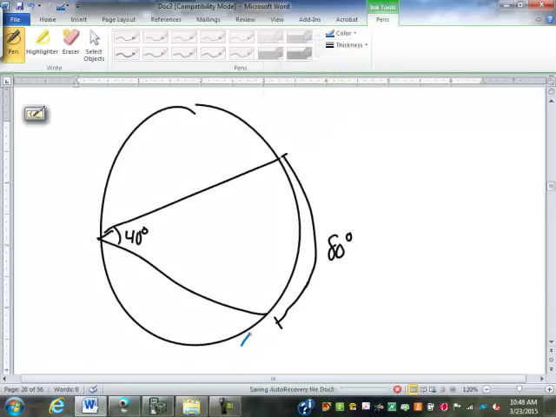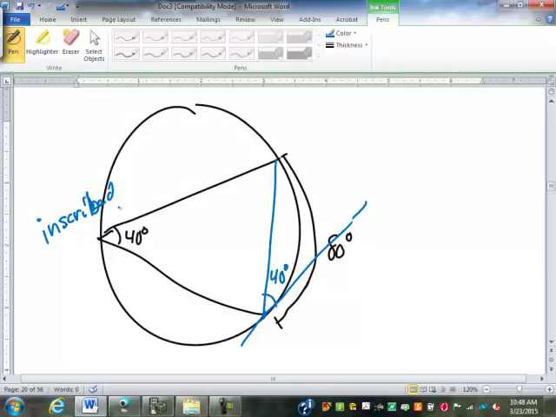Now let's say this is a tangent here. What's this angle going to be? 40. Even though the one side's a tangent, the vertex of the angle is still on the circle. That was what we called an inscribed angle. If the vertex of the angle is still on the circle, it is half of that intercepted arc, or that arc that it cuts out.